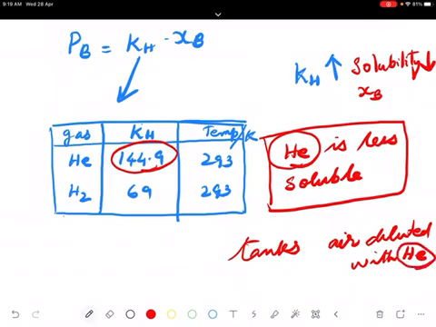If it is not helium, what will happen? The nitrogen of the air has very high solubility. Nitrogen solubility in our blood is very high. So this nitrogen gas will get dissolved as we go down and the pressure increases. Due to the increase in pressure, nitrogen will get dissolved in our blood.